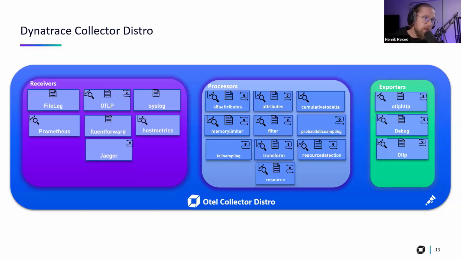And last, to send the data to Dynatrace, OTLP HTTP is the default protocol, but we also included OTLP in case you want to send to Jaeger, if you have developers who want to look at their own traces locally on a separate Jaeger instance.